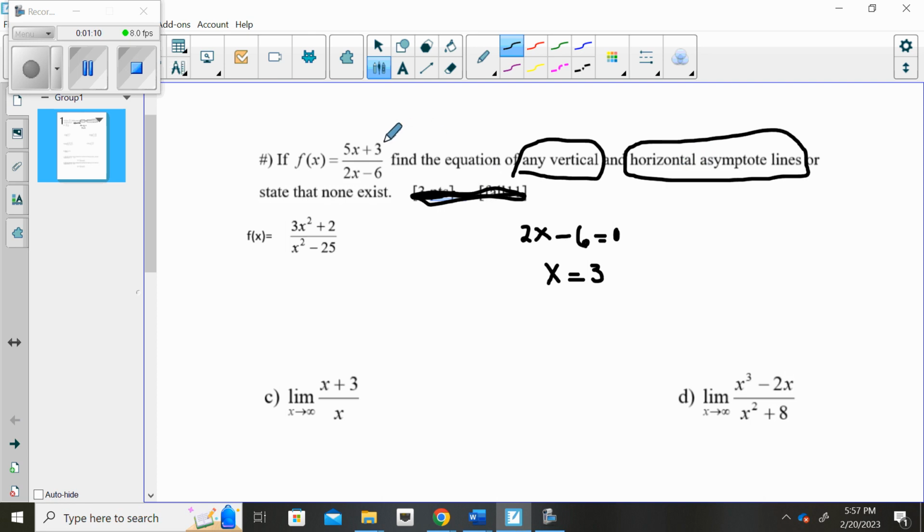If I set the numerator equal to 0, remember that when the numerator is 0, that's when the function itself is 0. That's when we have an x-intercept. So sometimes students will mix that up, like, oh, if I set the denominator equal to 0 for vertical asymptote line, then I should do the numerator for horizontal asymptote line, and that's nowhere even close.